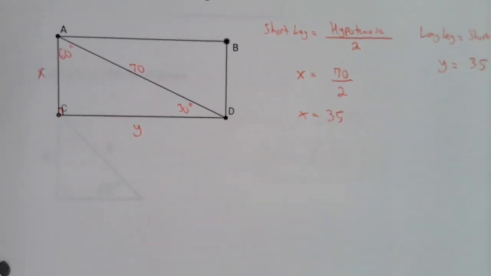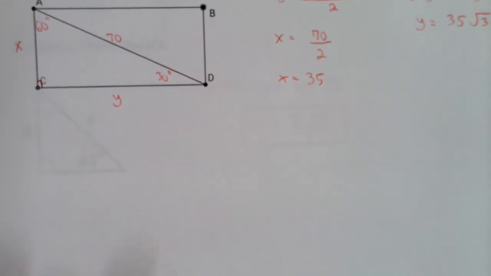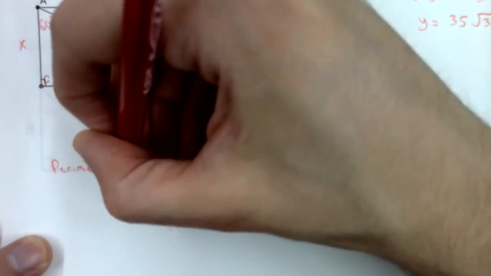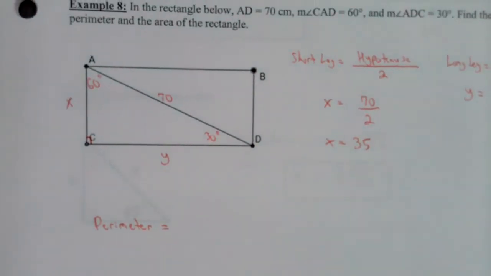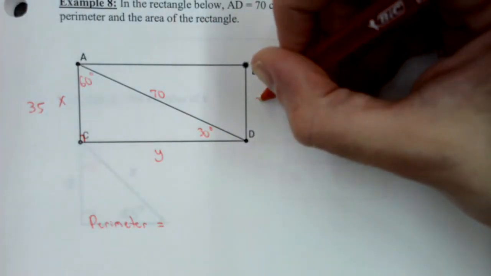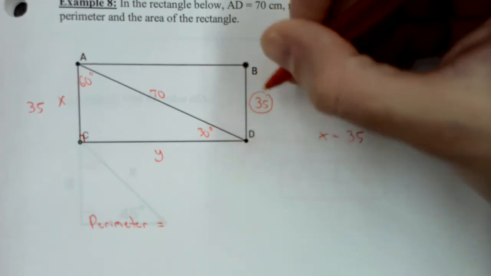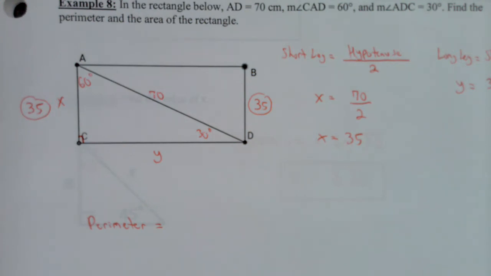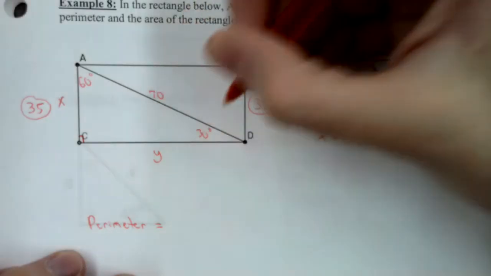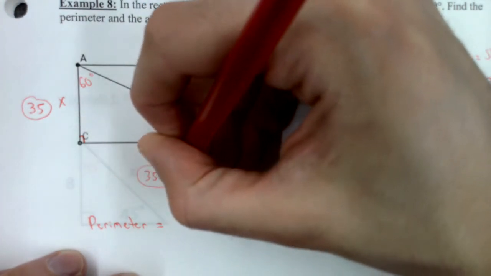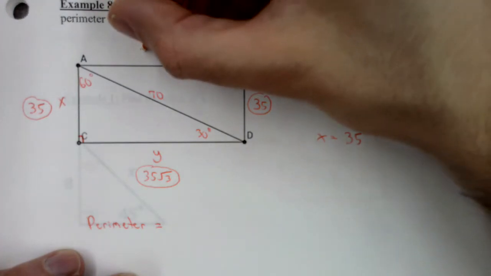Now we can get our perimeter and our area. Let's start with the perimeter. The perimeter is when you add up all the sides of the rectangle. If this is 35, which we just got, then this side is also 35, because the opposite sides in a rectangle are the same. You know that Y is 35 square root of 3, so the top is also 35 square root of 3.